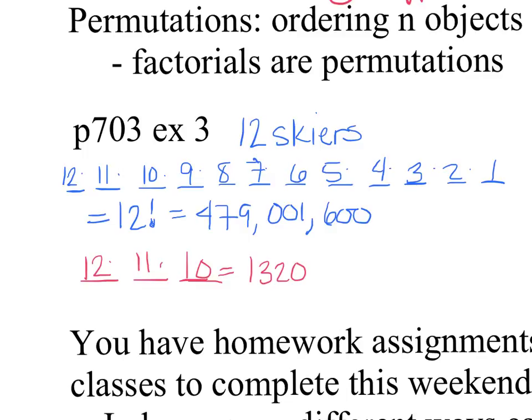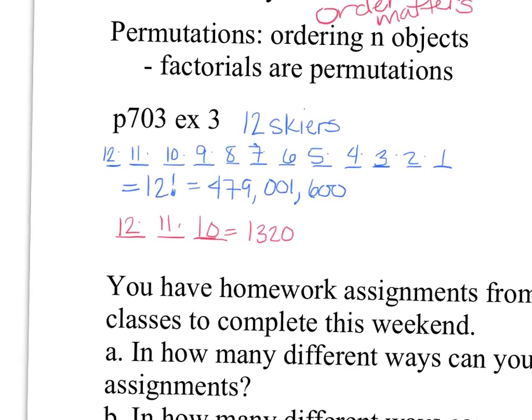This is also a permutation. It's just not a true factorial because unlike the other factorial, where it goes from 12 all the way down to 1, this one only goes from 12 down to 10. It cuts it short. And so it's no longer a factorial. It's just a permutation. So let's look at another example.